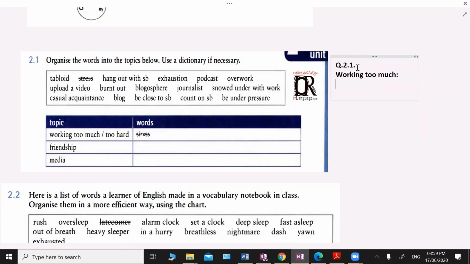Okay, Mariam, what words come under working too much? Exhaustion. Wait a minute, let me write. Exhaustion. Then overwork. Yes. Snowed under with work. Yeah, that's right. Can I say overworked, burnt out? Yes, burnt out also. Burnt out, okay. And then snowed under with work.